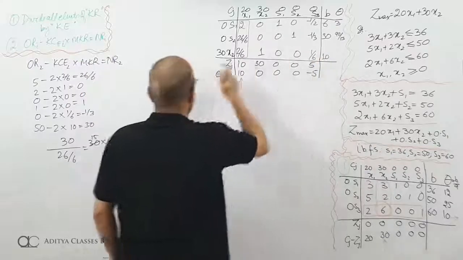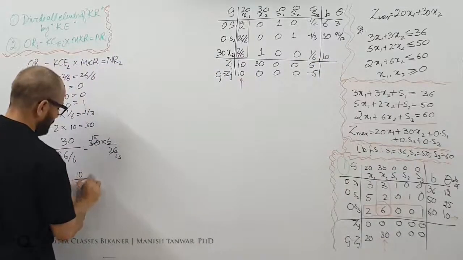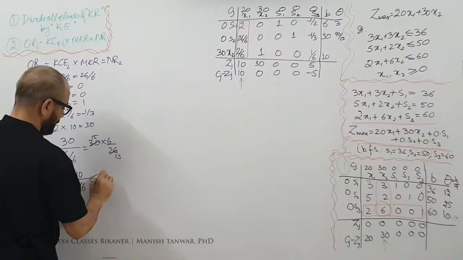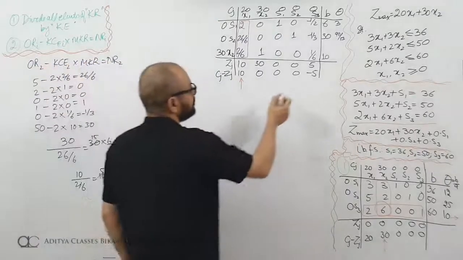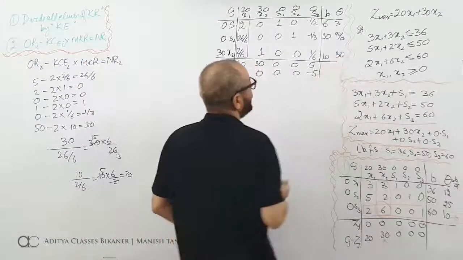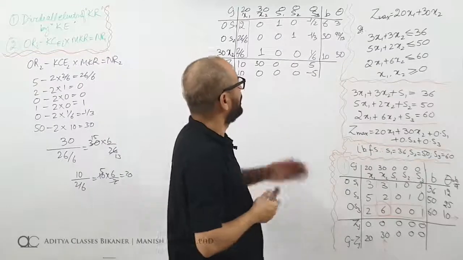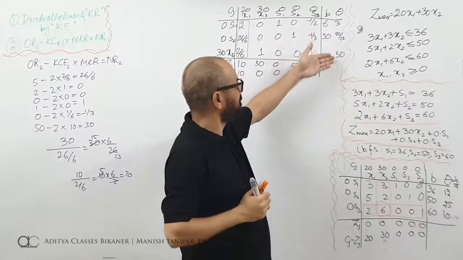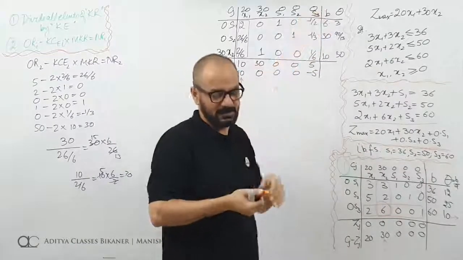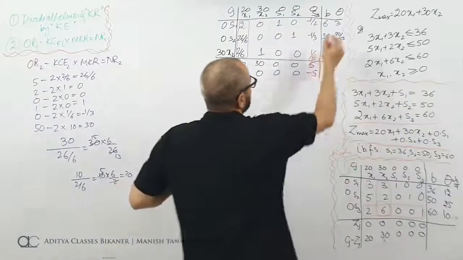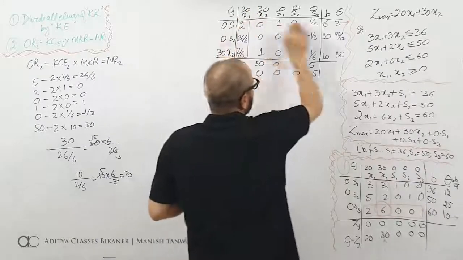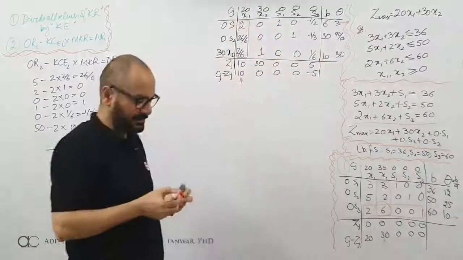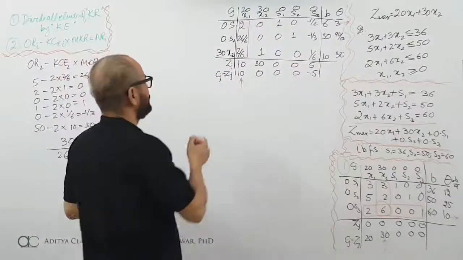Then this will become 10 divided by 2 by 6. 10 divided by 2 by 6, making it 10, with 2 by 6 flipped, 30. So this will be somewhere around 7. This is 30. The least one is 3. So you have your incoming variable x1, and the outgoing variable is s1. In the next table, these two will be changed.